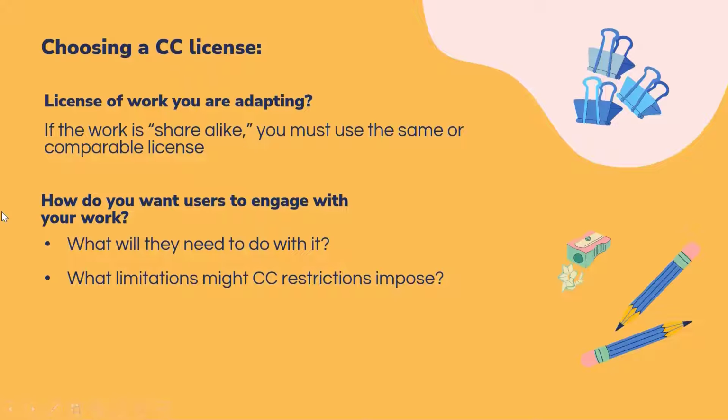So I just want to draw your attention to the fact that we're almost all not just users of work, but we're also creators of work. And so in choosing a license for our own work, there's a couple of things we need to consider. If we adapt something and then put it on Pressbooks, the first thing we need to make sure is that it's permitted at all, that there's no CC BY-ND, non-derivative license on it. But also if the work has any share alike criteria, you have to use the same or a comparable license.